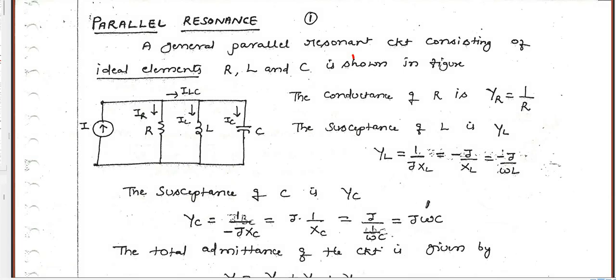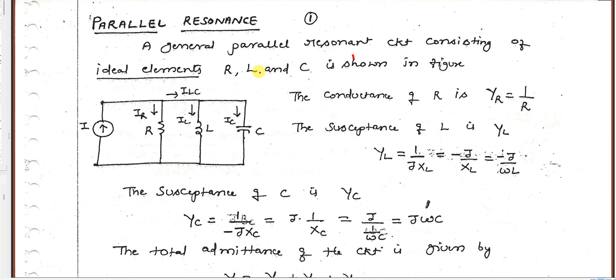Let us discuss the parallel resonance circuit. Consider a parallel resonance circuit where R, L, and C are connected in parallel, and the current I is given by a current source. This is a general parallel resonance circuit consisting of ideal elements: resistance, inductance, and capacitance.